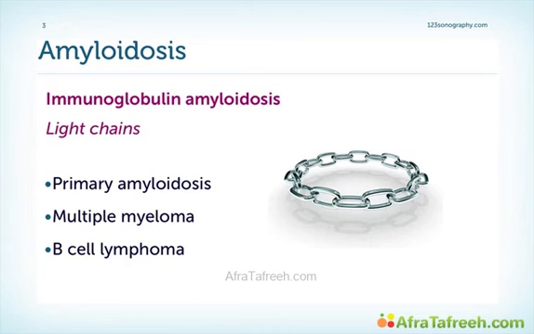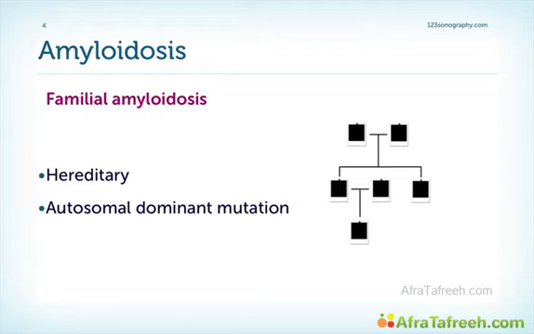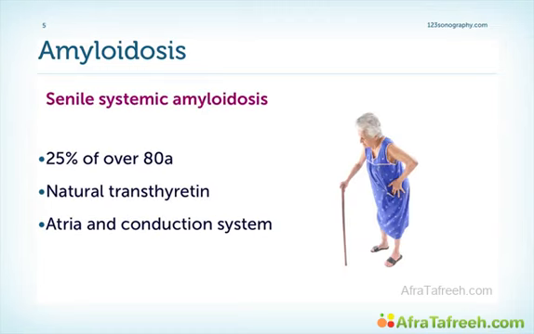Amyloidosis is a systemic disease which is characterized by amyloid deposits in tissues of the body, including the heart. There are various different types of amyloidosis, such as the immunoglobulin amyloidosis, which involves the light chains. This type is caused by primary amyloidosis, multiple myeloma, or B-cell lymphoma. We then have the familial amyloidosis, which is a hereditary disease caused by an autosomal dominant mutation.